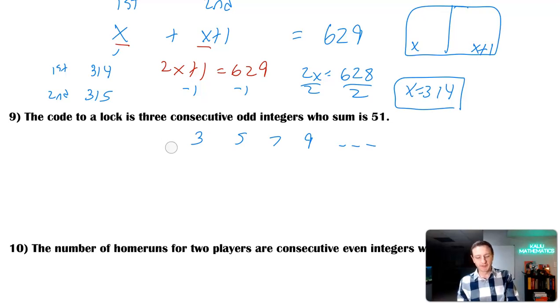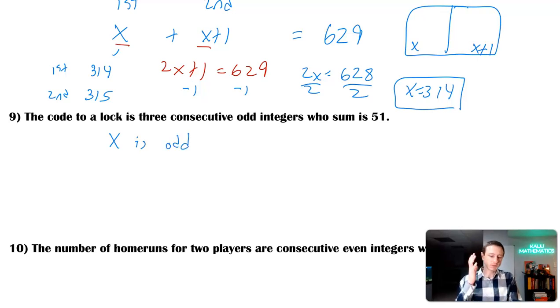We have to identify a starting point because we don't know what it is. We don't know if the number is 9. We don't know if the number is 13. So we're going to call the starting point x. Now, if I'm designating a starting point of x, I have to identify x as an odd integer. So x is odd because it's saying 3 consecutive odd integers. The first number is x.